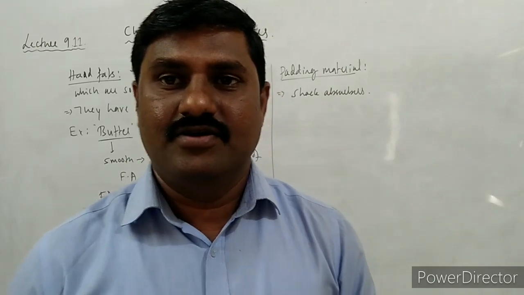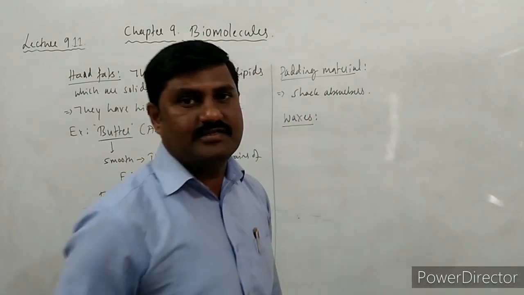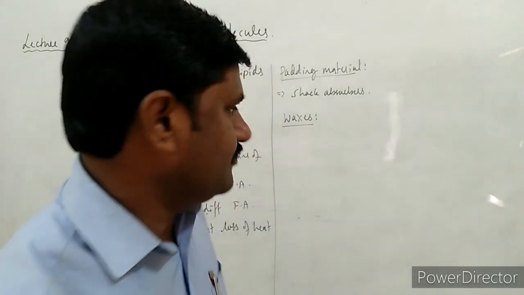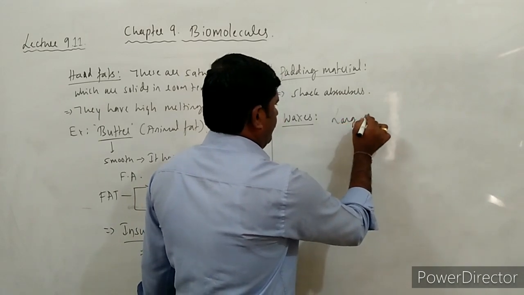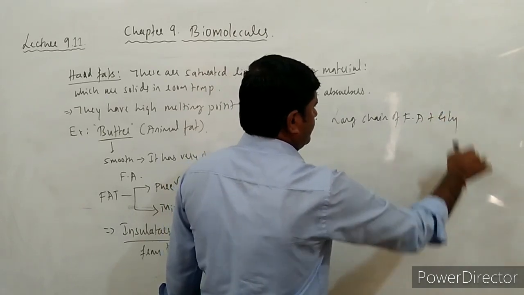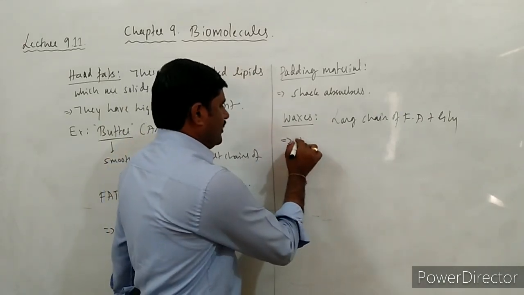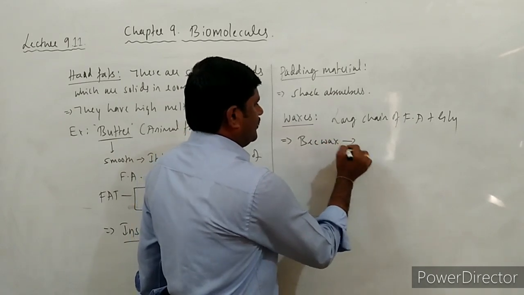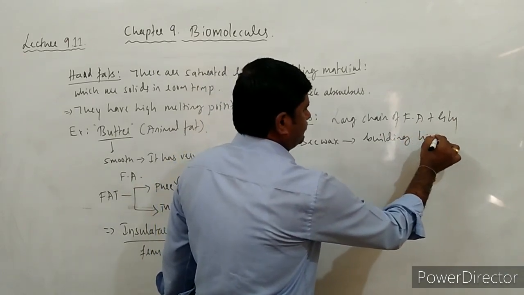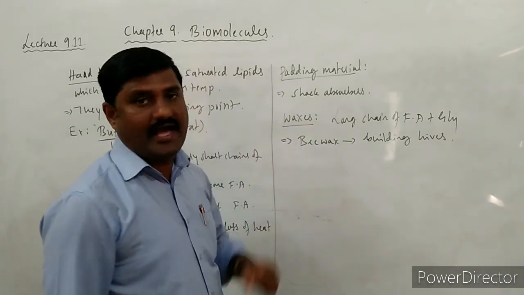Next one is waxes. What are these waxes? Waxes are also nothing but hard fats. These are long chains of fatty acids combined with alcohol, that is, a long chain of alcohol itself. So these are waxes. One of them is beeswax. It helps in building beehives, right? So beeswax itself is one type of wax.